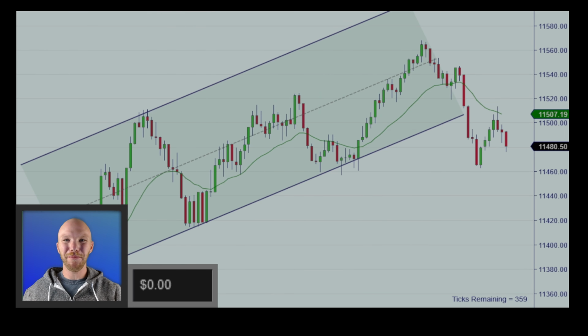Well, we did get our pullback from the top here. We have our first entry long, another pullback, and this is our second entry long, which is what we're looking for. Actually looked like it would have worked here for 10 to 15 points, but I didn't take the trade. It's below this channel here.